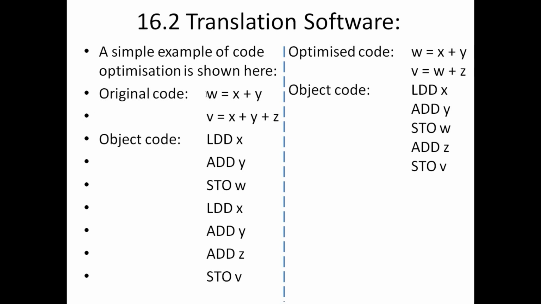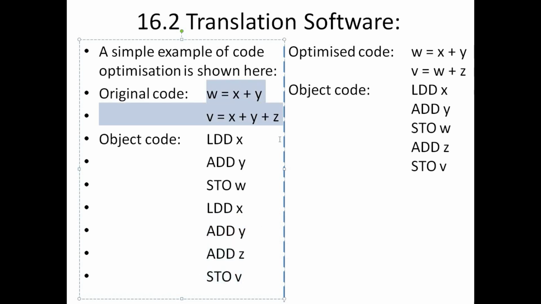Original code, if this is the original code, w equals x plus y and v equals x plus y plus z. Now the object code that will be produced would be something like load x, add y, store w. The value will be stored in w, then you would load x, you would load y, you would load x, then you would load and add y, then you would load and add z, and then store the final answer in v.